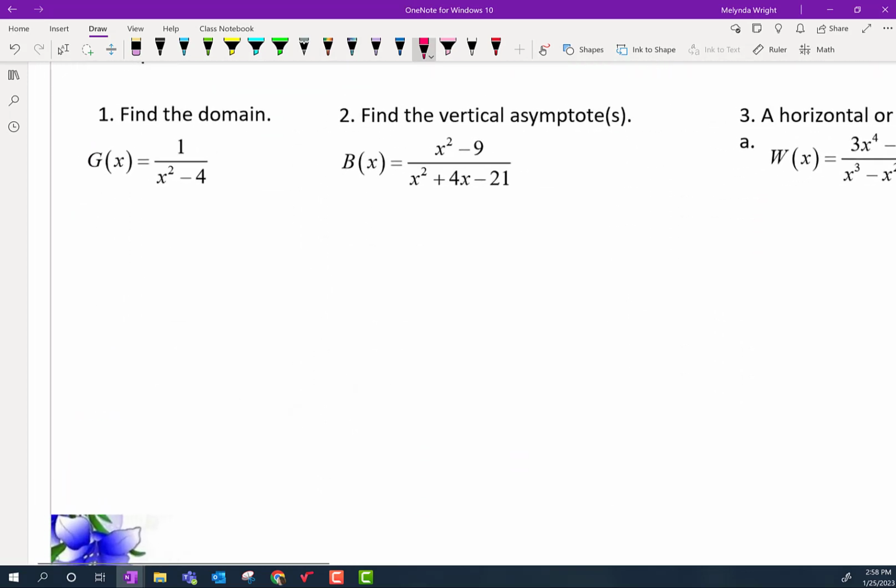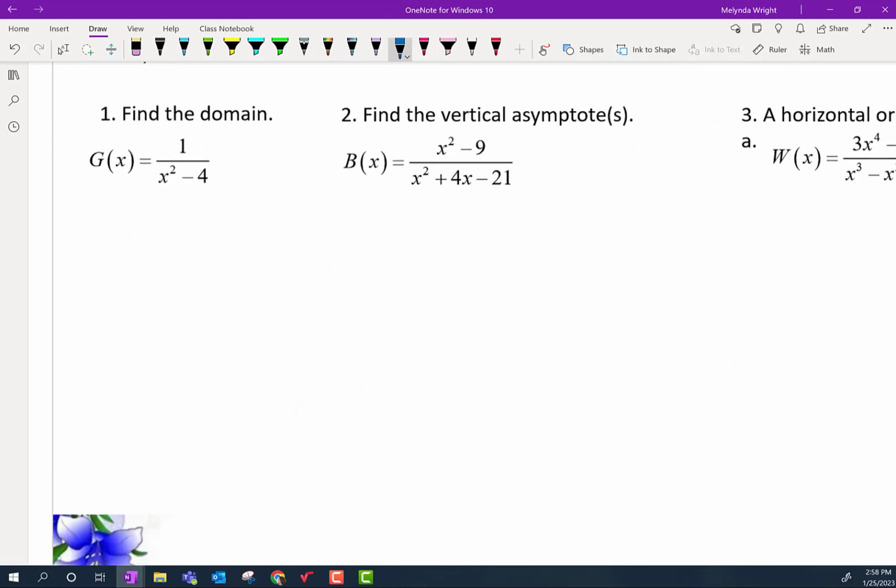So let's take a look at this. I'm going to take the denominator. With domain, we're just going to set the denominator equal to 0. I'm going to factor instead. There are several ways to do this, but I would prefer factoring. That's the difference of squares. So x plus 2 is 0, and x minus 2 is 0. So x is negative 2, and x is 2. Those two x values are not allowed, because they cause the denominator to be 0.